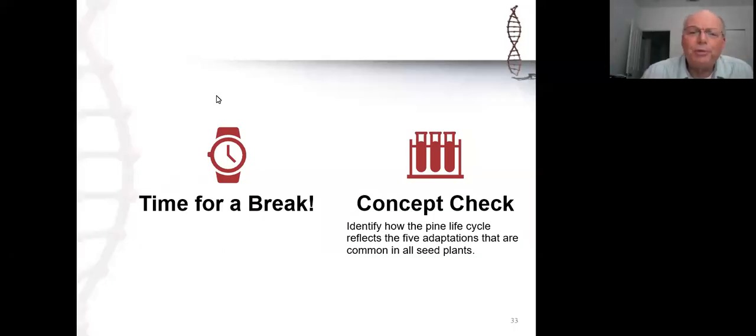So welcome back from the break. Let's take a look at the concept check question. Where in the life cycle do we see reflected the 5 derived adaptations that are common to all seed plants?